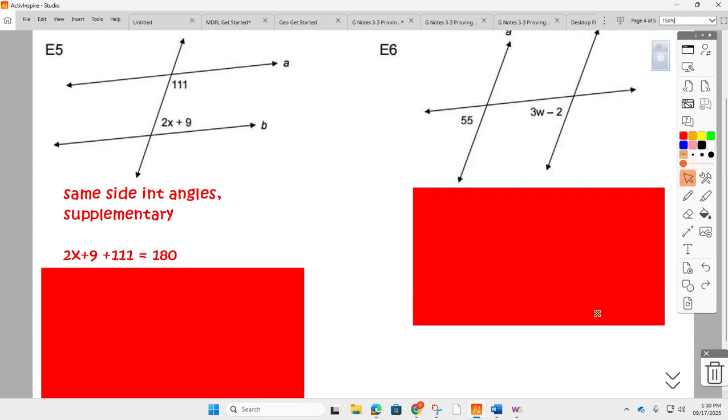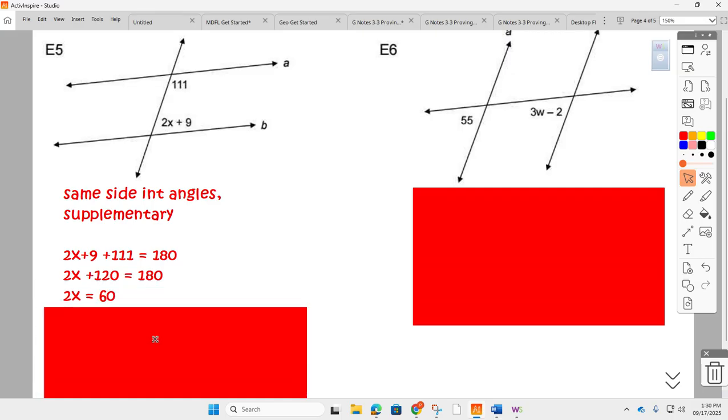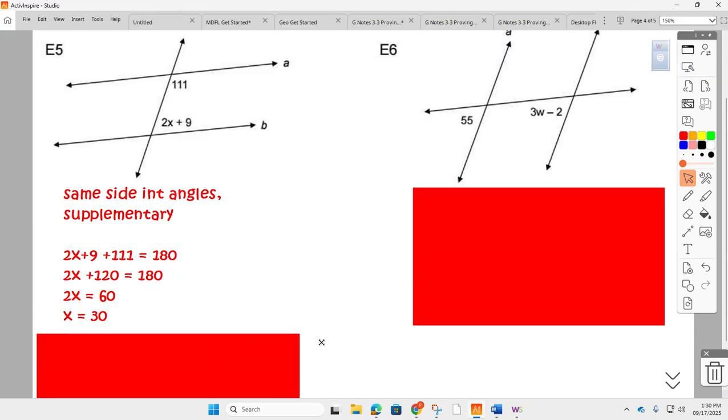Combine our like terms. 2x plus 120 equals 180. Subtract 120 from both sides. 2 times x equals 60. Divide both sides by 2, and x equals 30. So if x is 29, these two lines would not be parallel. If x is 31, these two lines would not be parallel because they would not equal 180.